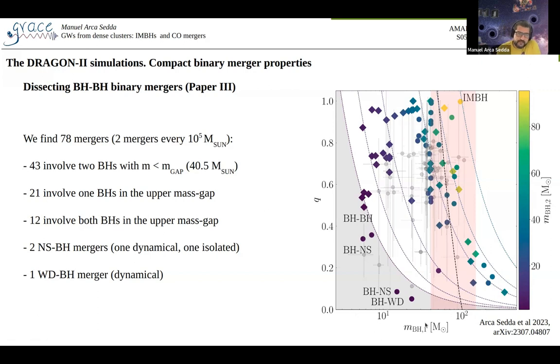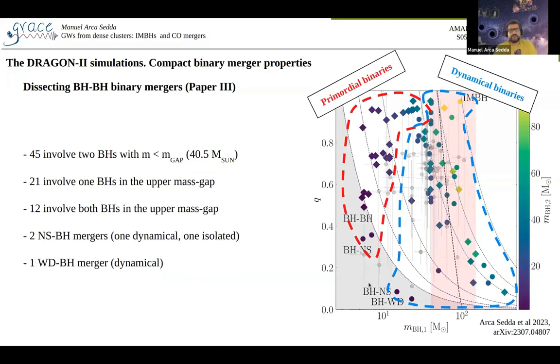You see here on the x-axis the primary mass, on the y-axis the mass ratio, and colored is given explicitly the mass of the companion. So you see here, we have a particularly rich population of mergers. On the right side of this line here, we have black hole mergers that lead to an IMBH. We have black holes in the so-called upper mass gap. We have black holes with masses at the transition between neutron star and black holes. We also found some exotic mergers, two black hole neutron stars and one black hole white dwarf merger. So it's a particularly rich population.